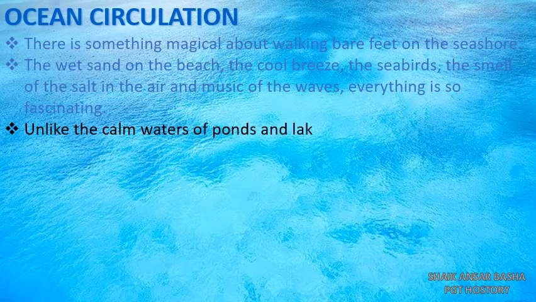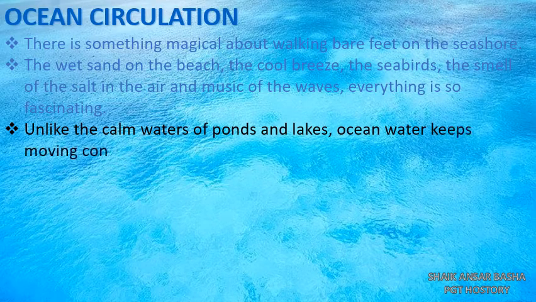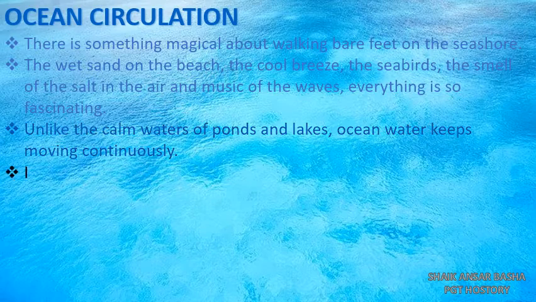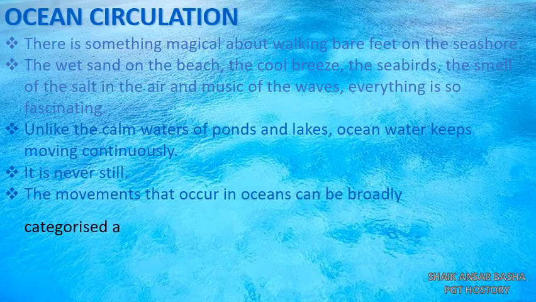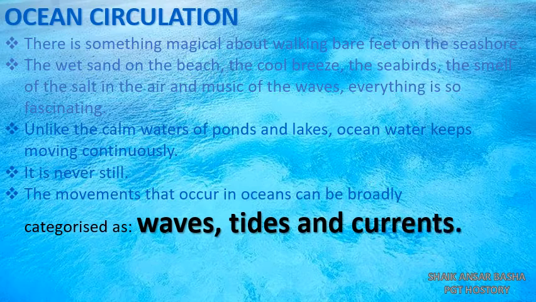Unlike the calm waters of ponds and lakes, ocean water keeps moving continuously. A lot of musical sound comes out of the ocean water in the form of tides, waves, and ocean currents, whereas in ponds and lakes we do not find this kind of magic or music. That's why they are quite calm. The ocean is never still, it will not stop, it flows continuously. The movements that occur in oceans can be broadly categorized as three types: waves, tides, and ocean currents.